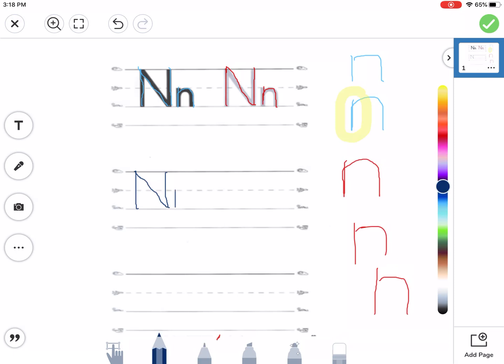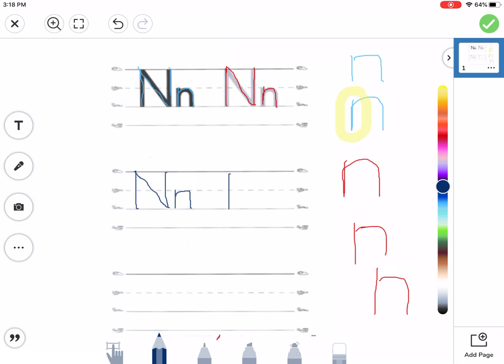Straight line down to the grass line, up and around to the plain line, back around. Just like that. Now I'm going to put my finger right after my lowercase n. I'm going to put my finger there. Oops, I made a mark. I'm going to put my finger there. So I've got some space. I'm going to start my uppercase in here.